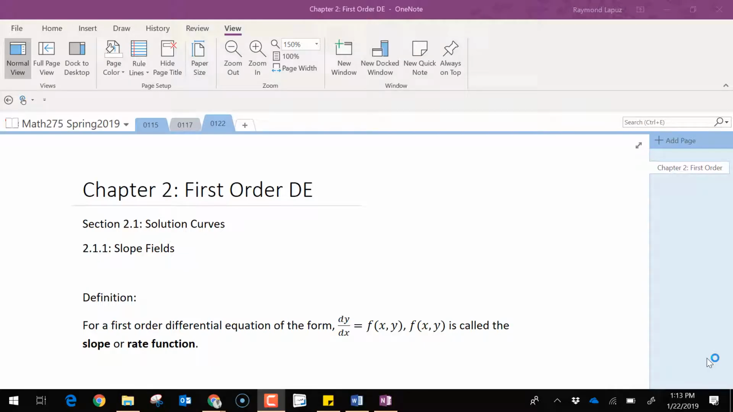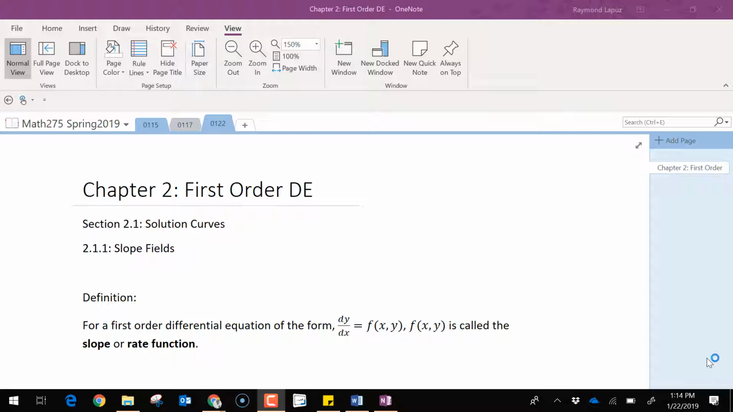So chapter 2 is all about first order differential equations. And in the first section, we're going to talk about a numeric approach of solving differential equations. And then we'll take a look at the more symbolic techniques of finding solutions to differential equations. So the graphical approach is to take a look at these things called solution curves, which are the solutions to the differential equations, but graphically as a curve.